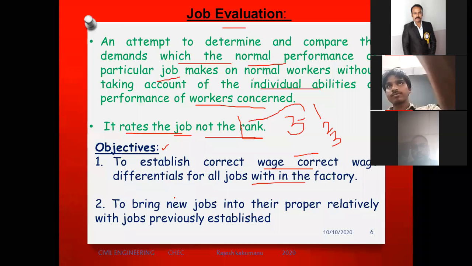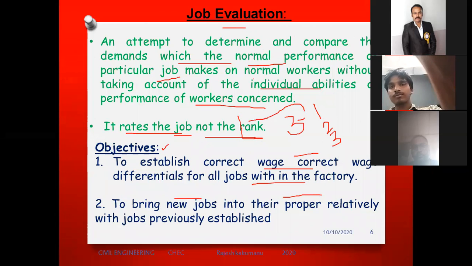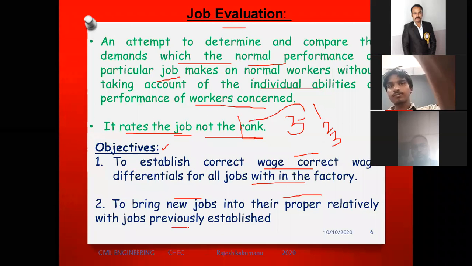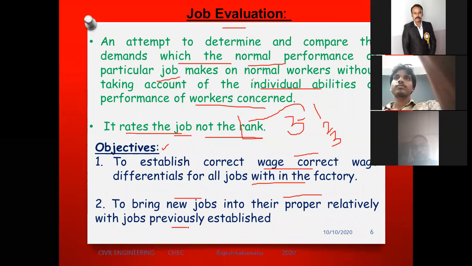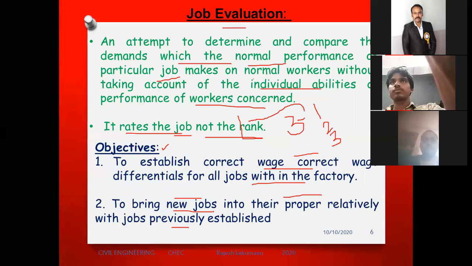Next, to bring new jobs into their proper relativity with jobs previously established. Whatever jobs you had last year, you have to accumulate and sum up, and bring the new jobs into the established firm, right? Not every year, but depending upon the demand, depending upon the requirement of the services, you have to create new jobs instead of only maintaining the old jobs.